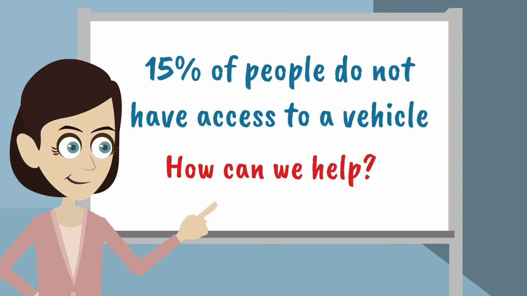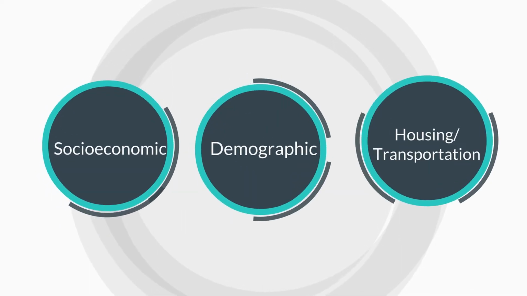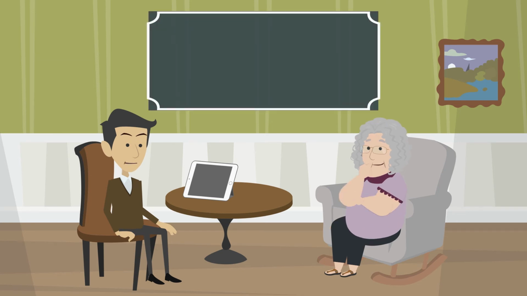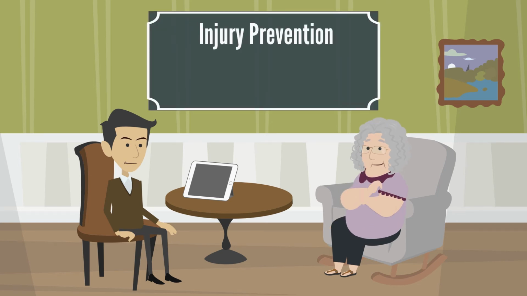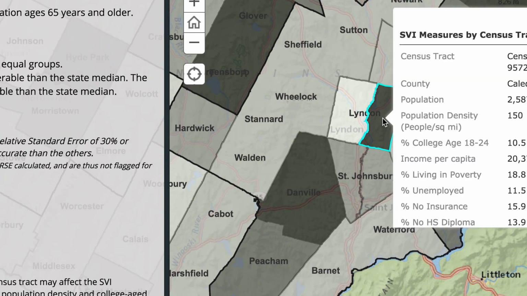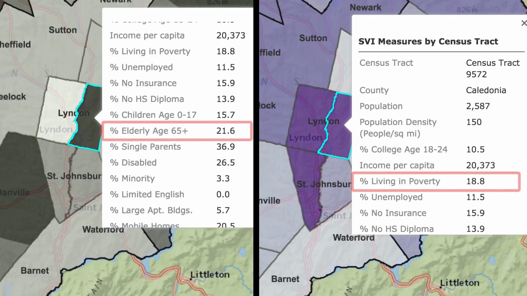You can also use the maps to compare data across themes. Perhaps your home visiting organization wants to focus injury prevention home visits in communities with a high proportion of older adults and people living in poverty. You can compare the elderly map in the demographic theme with the poverty map in the socioeconomic theme.